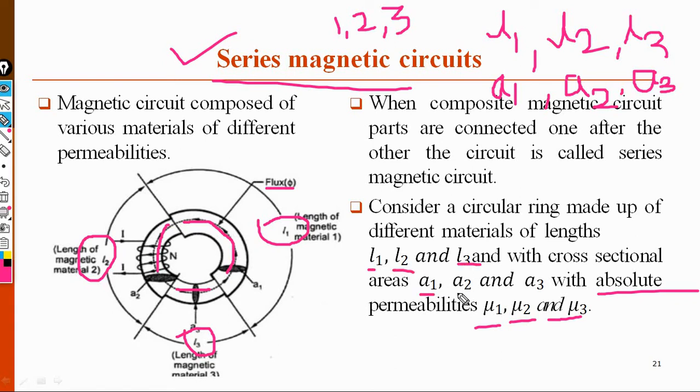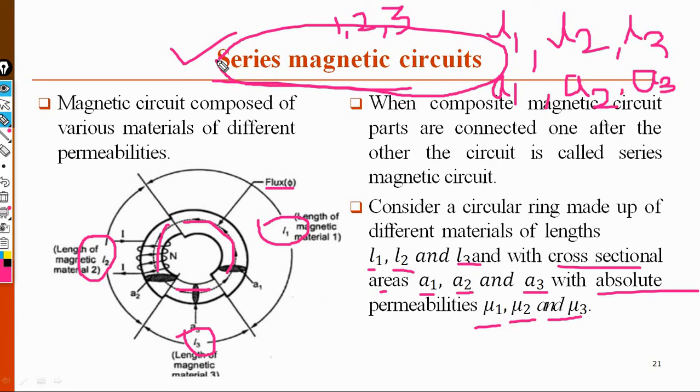Then A1, A2 and A3 are the cross sectional areas, and the absolute permeabilities are mu1, mu2 and mu3. That means in a series magnetic circuit, one or more circuits are connected in series, and this type of circuit is called a series magnetic circuit.